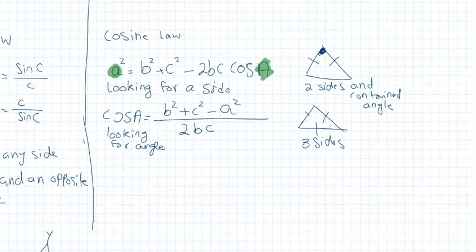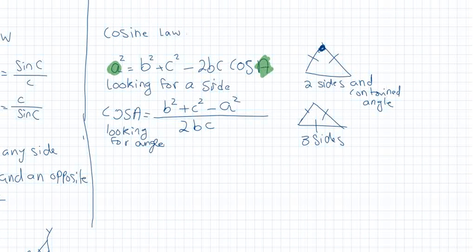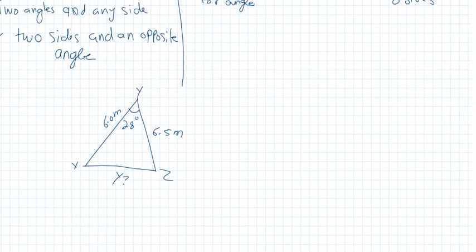x squared plus z squared minus 2x times z times cos y. So remember, you're always looking for the missing side here, so that's what's going to go outside. Then the other given sides are going to go for the A, for the B and C in this case. Okay? So it's the given side squared plus the other given side squared minus 2 times the given side times the other given side times cos of the given angle.